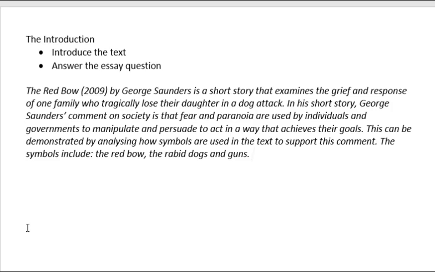I've gone ahead, I've introduced the text, and I've answered the essay question. I've tried to use keywords from the question, and you can see that there's really no one right way to structure it, so long as you do both of those things. And so that the reader knows that I'm talking about the red bow, the comment on society is about fear and paranoia, and then I'm going to demonstrate that using the following symbols. So by the end of this lesson, you should be able to construct that introduction based on the information in the notes you have.